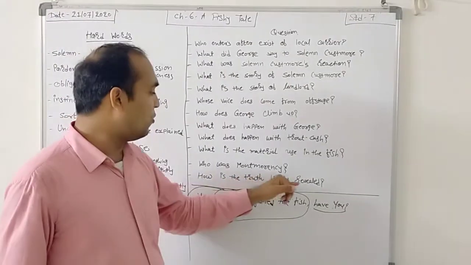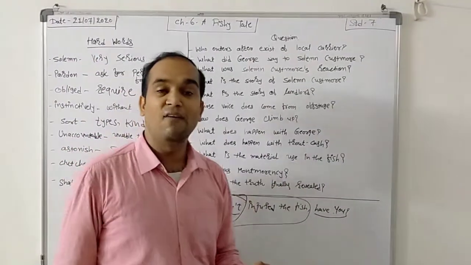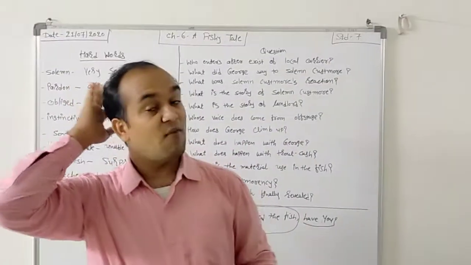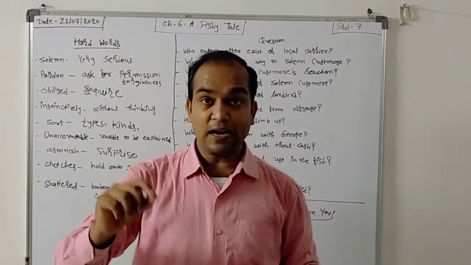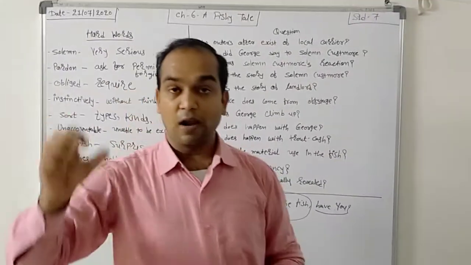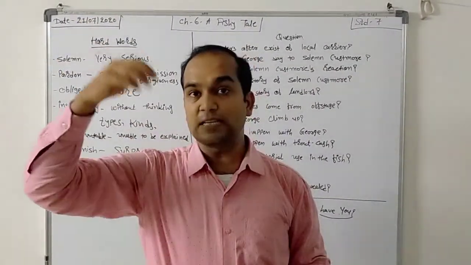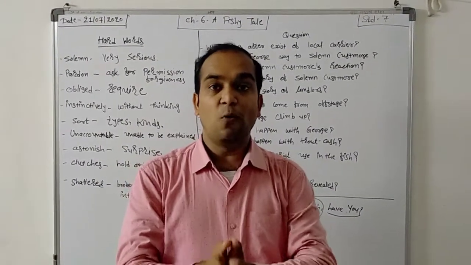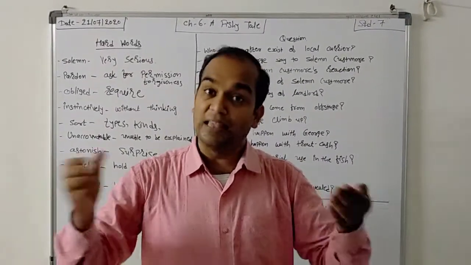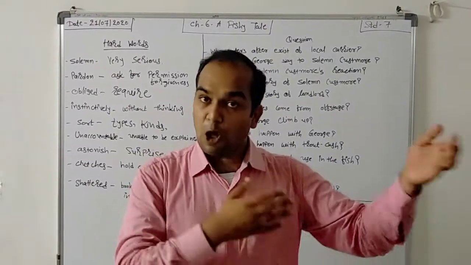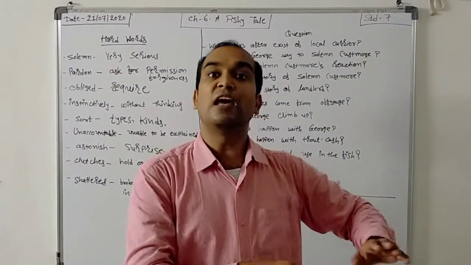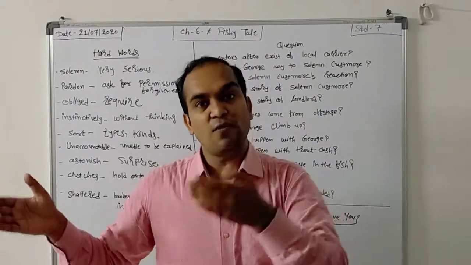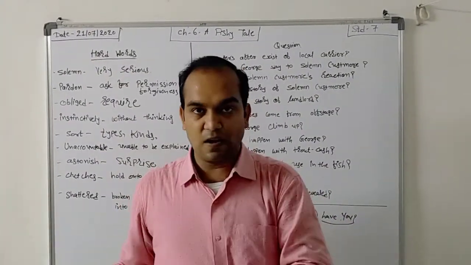Now, the question is, how is the truth finally revealed? When George climbed up on the back of the chair, and it slipped, and he fell, and he clutched the trout case and fell to the ground, that time the fish broke into pieces. That time they realized that all the persons who narrated stories were wrong. This fish, made of plaster of Paris, is not a real fish.